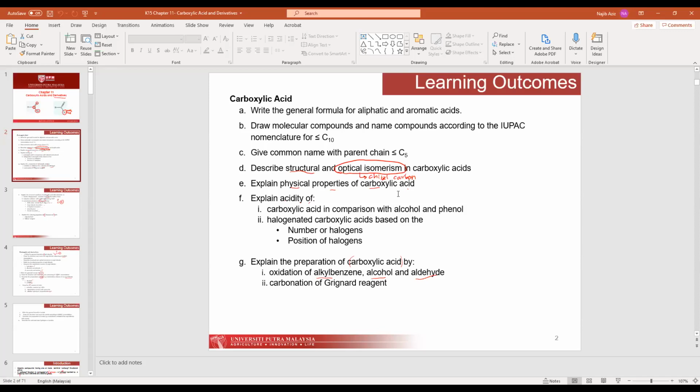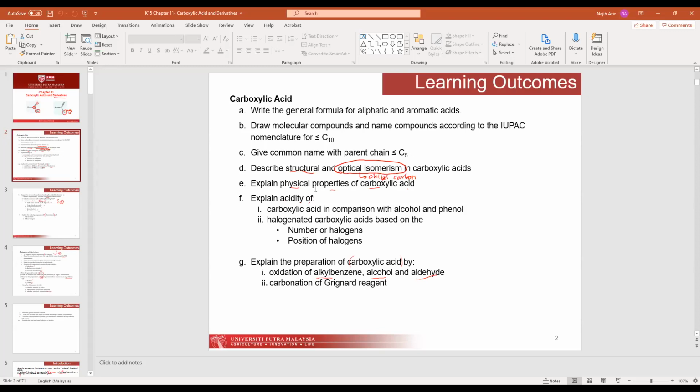So the trend in carboxylic acid, the boiling point will be increasing lah as the size of the molecule gets larger, due to what? Due to the hydrogen bonding and the intermolecular forces become more stronger lah. Makin size makin besar kan.